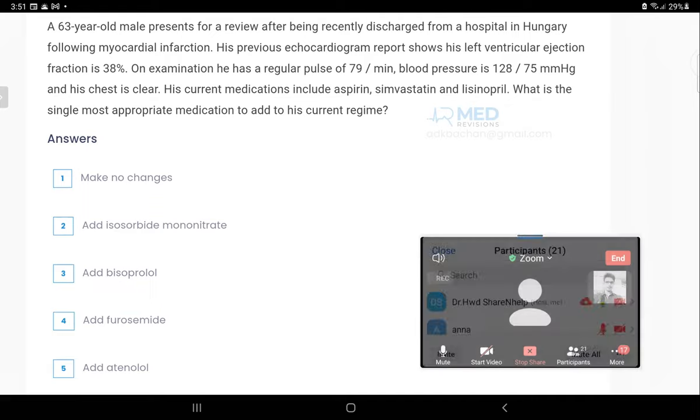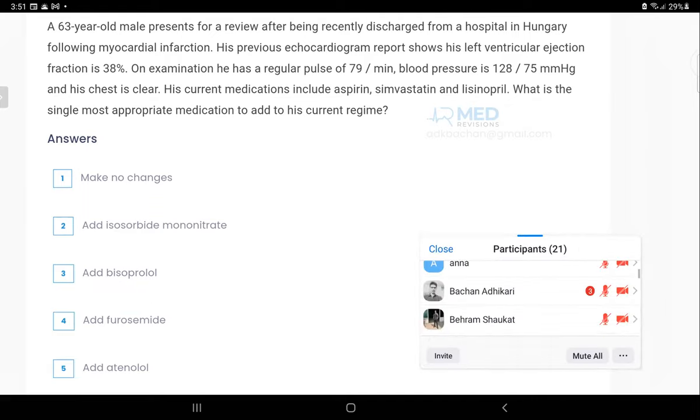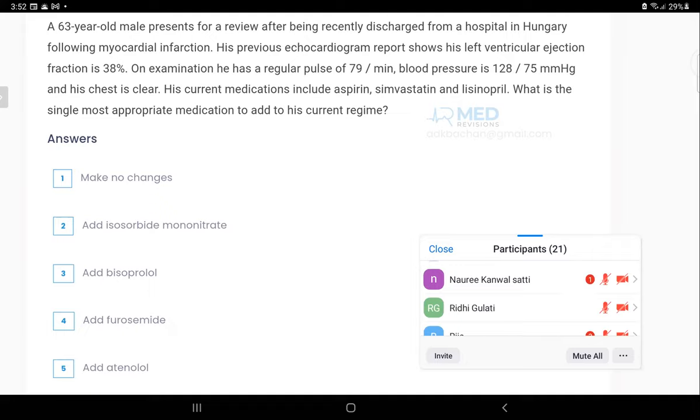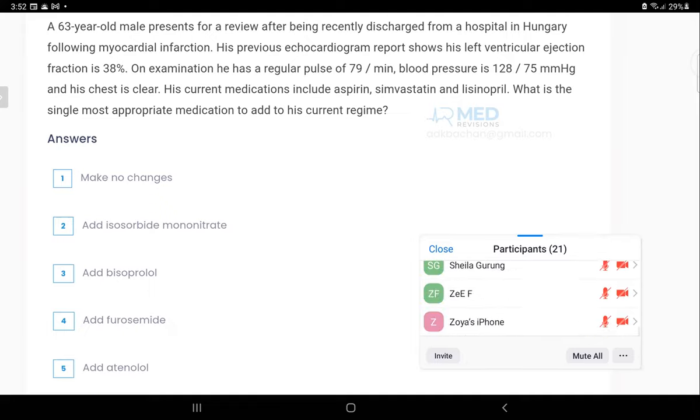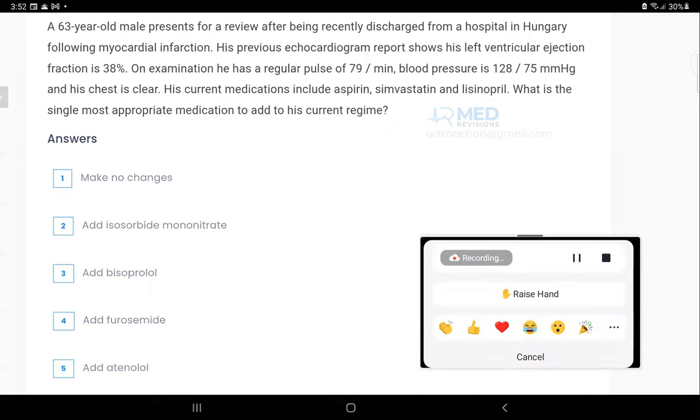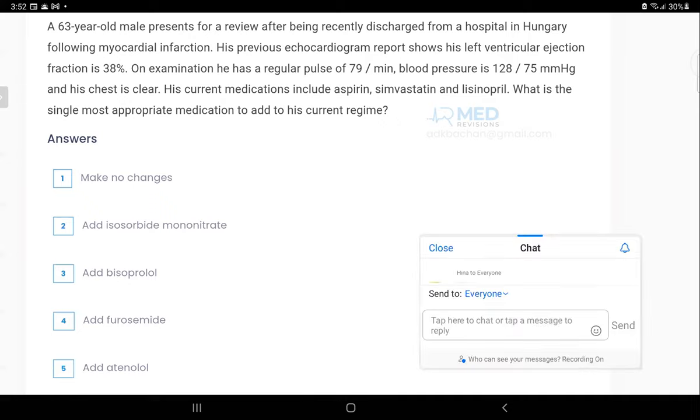Yes. Dr. Anna, Dr. Bachchan, Dr. Behram, Dr. Shparivan, Dr. Safana, Pradesh, Dr. Hiba, Dr. Iram, Dr. Majabin. I don't see you guys answering. Dr. Nori, Dr. Riddhi, Dr. Shela. You're very quiet, Dr. Shela. How are you doing? Dr. Zoya. Yes. What is the answer here, guys? All right. What is the answer?